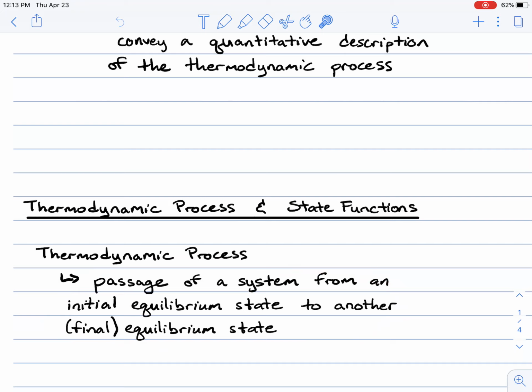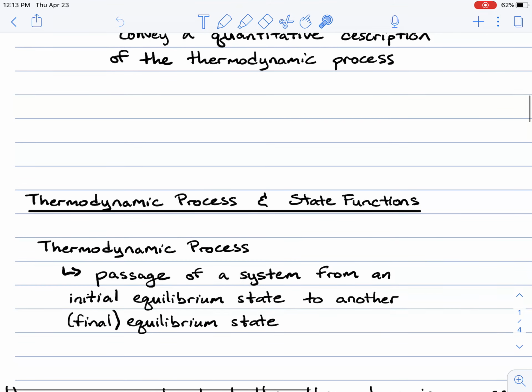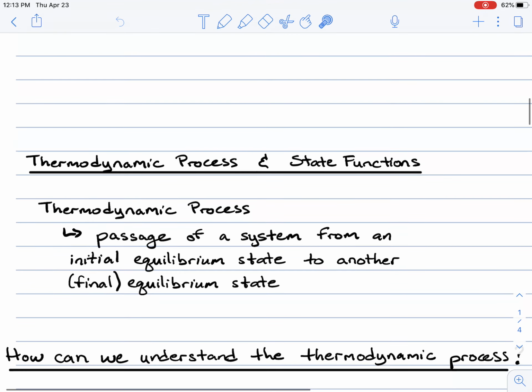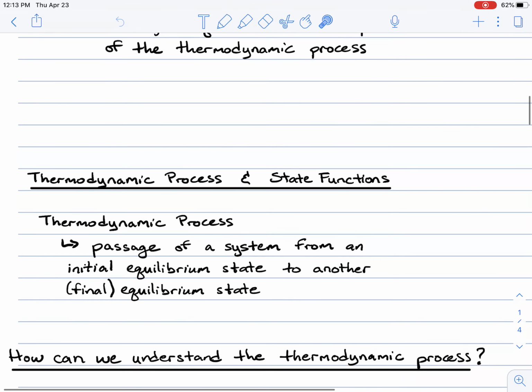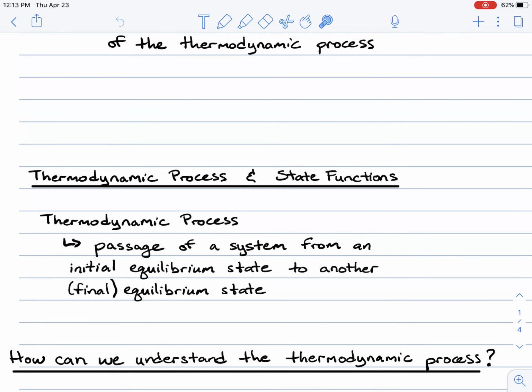Okay, it's simply the passage of a system, and in terms of chemistry, it's the progress of a chemical reaction from one initial state to a final state. And so how can we understand the thermodynamic process that occurs?